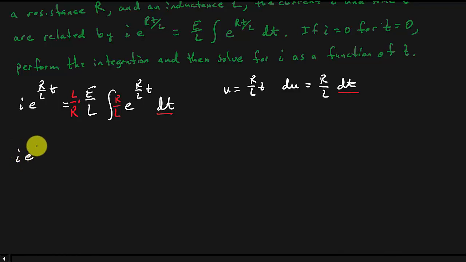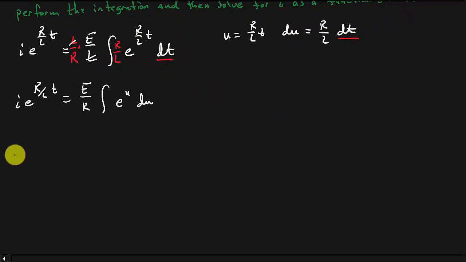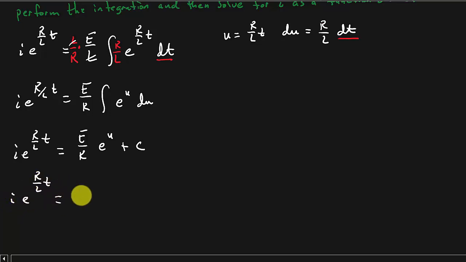And so this is going to give me I e to the R over L t is equal to, well, the L's cancel. That's going to be E over R times the integral of e to the u du. Okay, so all I did is I made my substitutions. The R over L dt, I replace that with du. And so I've got I e to the R over L t is equal to E over R e to the u plus C. Now I got to put this back in the place of u. So that's E over R e to the R over L t plus C.